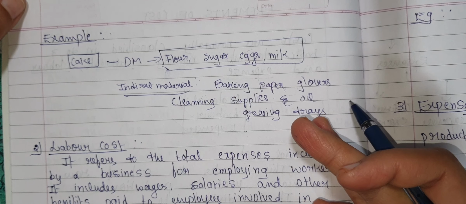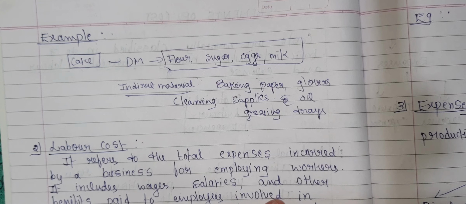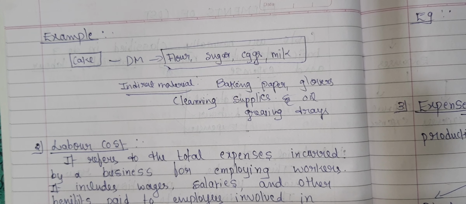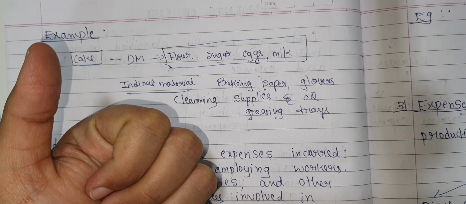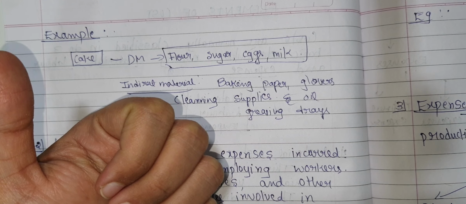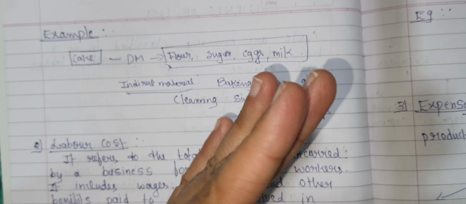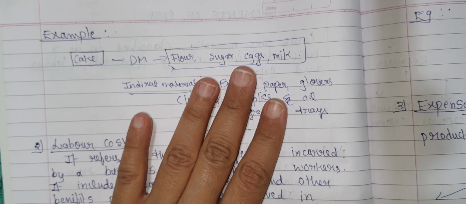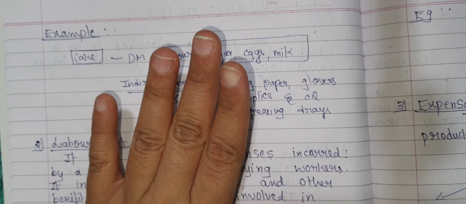Or otherwise, you can take the example of car manufacturing. What are the direct materials we will use here? Steel, glass, tires, engine. These are the components important in assembling a specific car. These are the direct materials directly used in the production of a product.